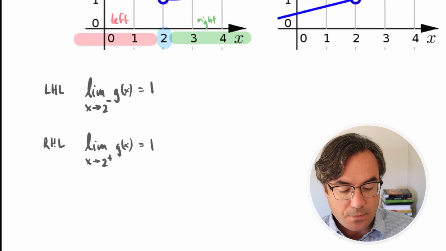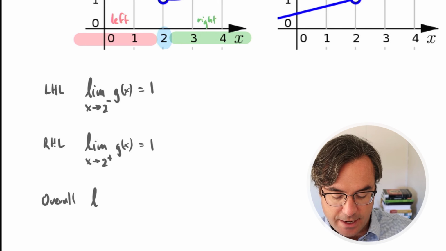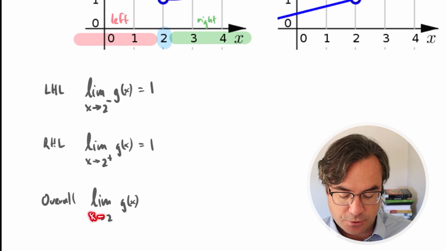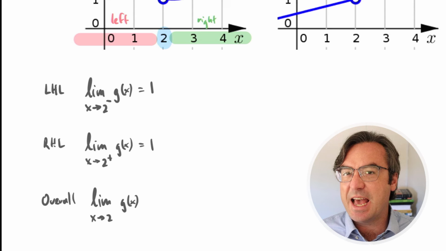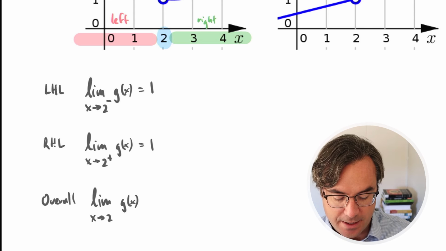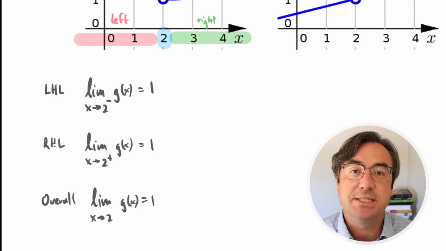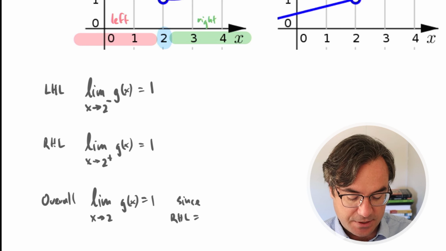If we put those together, we have what we'll call the overall limit. Here it's just x approaching 2, and we're not specifying a direction. It's just x getting closer to 2. Because those values are the same, we say it's equal to 1 in this case, since the right-hand limit is equal to the left-hand limit.